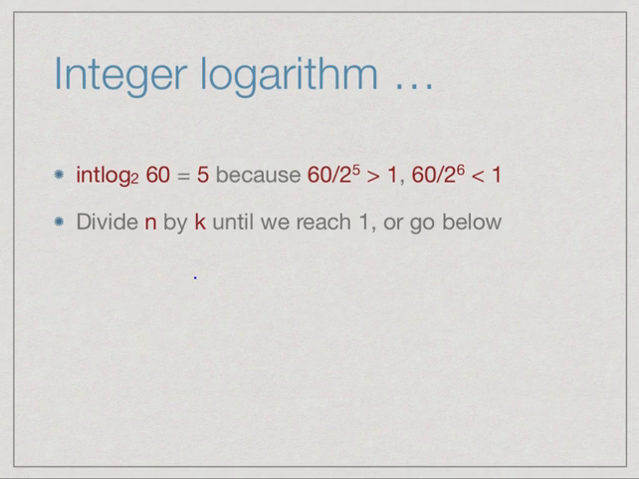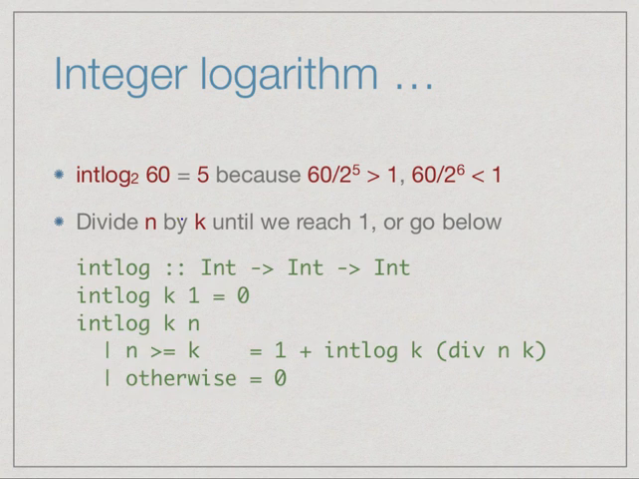So this gives us a strategy to compute the integer logarithm. We start with n and we keep dividing by the base k until we reach 1 or go below. If we reach 1 exactly, then we get the exact logarithm. For example, if we had done integer logarithm of 64, we would have got 6, and this is exact because 64 divided by 2 to the 6 is equal to 1. But because we started with something which was off that, we got something which went below 1. So either we reach 1 or we go below.